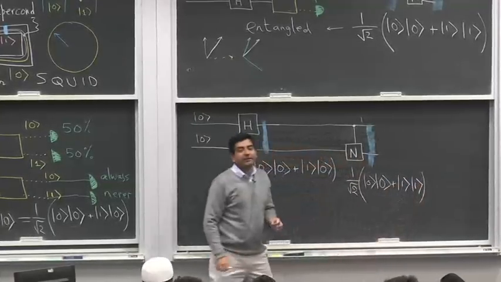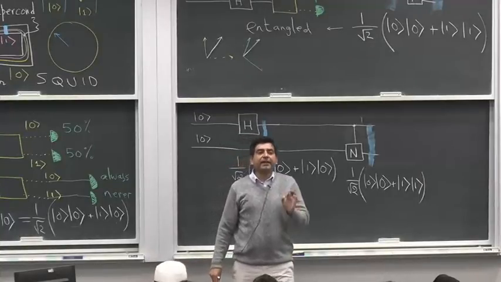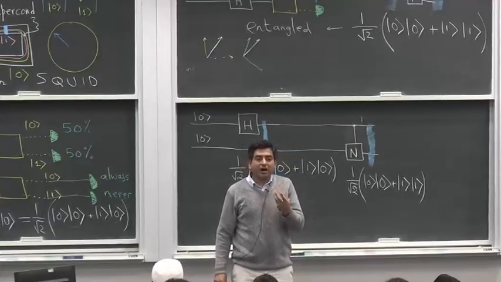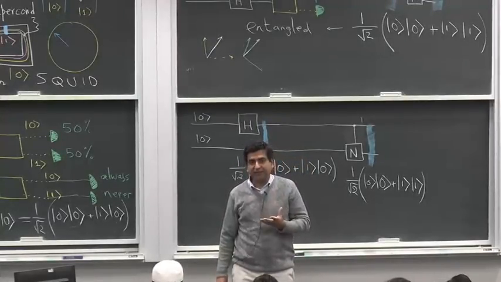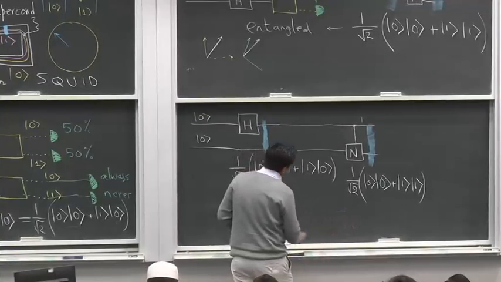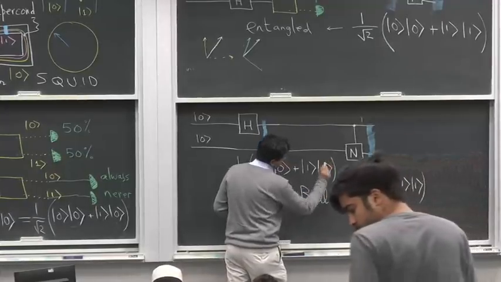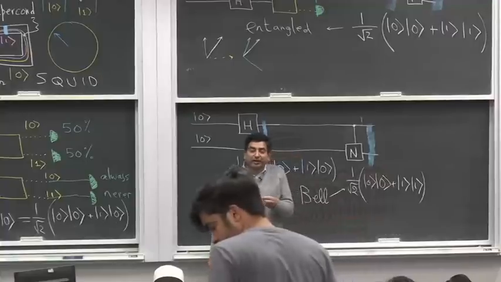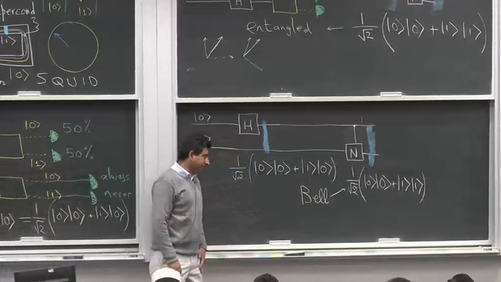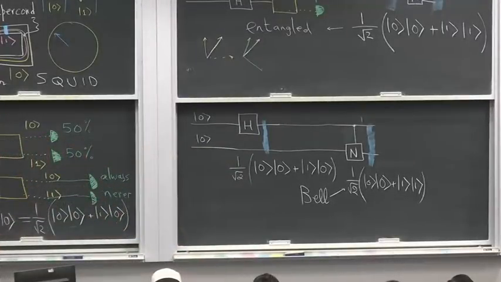Now this state is an example of an entangled state. This state harbors entanglement within it. This particular kind of state is also called a Bell state. Bell was a scientist, John Bell. This is one example of a Bell state. It is entangled. Now what does that mean? First of all, something very mathematical.